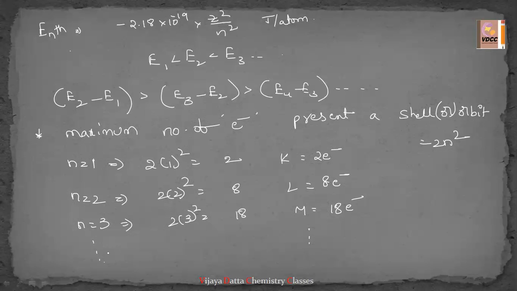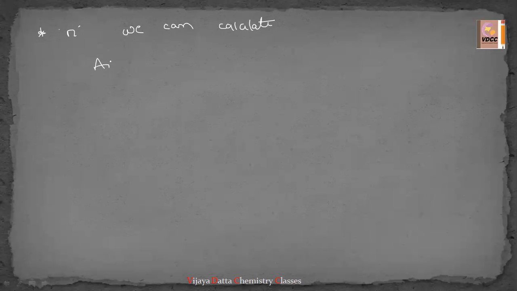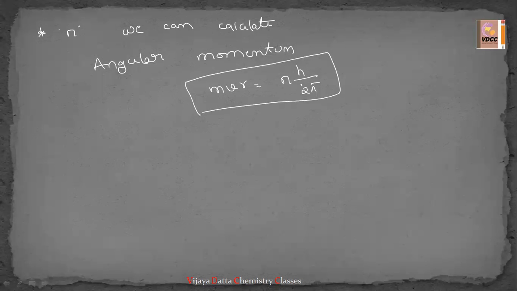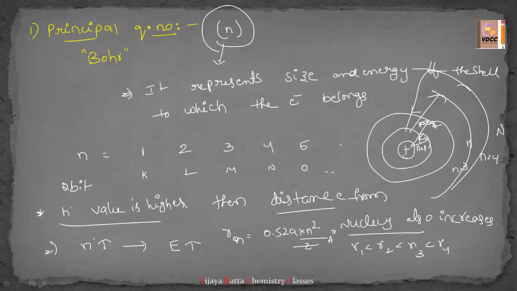And see here, one more important point: by using the principal quantum number, we can calculate angular momentum. What is the formula for angular momentum? mvr equal to nh by 2 pi. So mvr equal to nh by 2 pi. If we know the n value, then we can also calculate the angular momentum. These are the information we can get from the principal quantum number, guys.